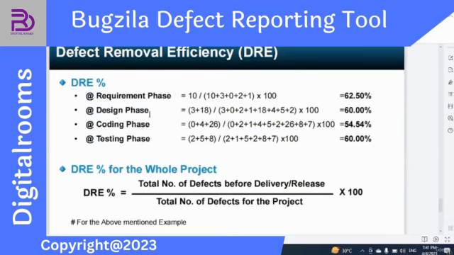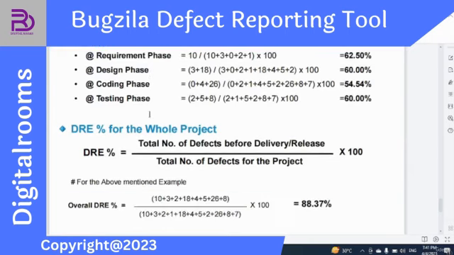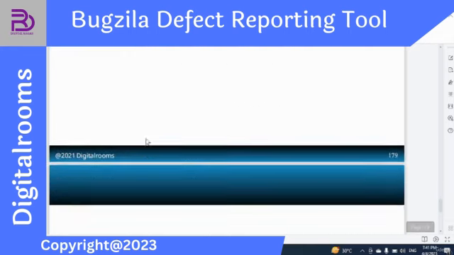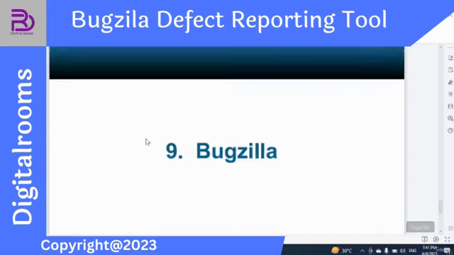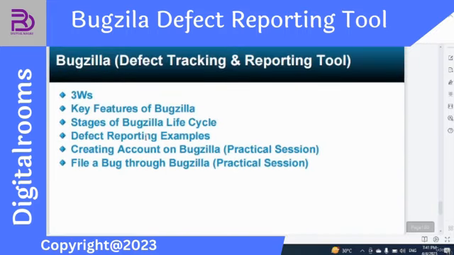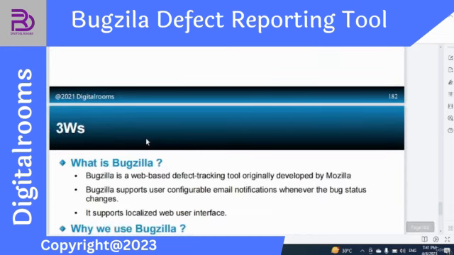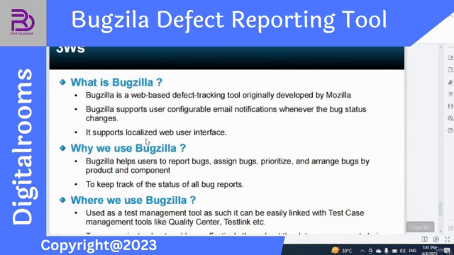Phase, coding phase, testing phase. We also learned about different phases, so coding, testing, right? So basically we started earlier with Bugzilla. What is Bugzilla? Bugzilla is a defect tracking and reporting tool where we are able to report and track our bugs.